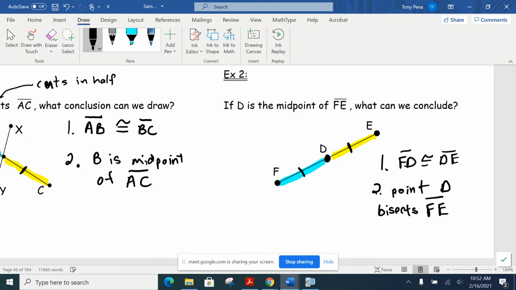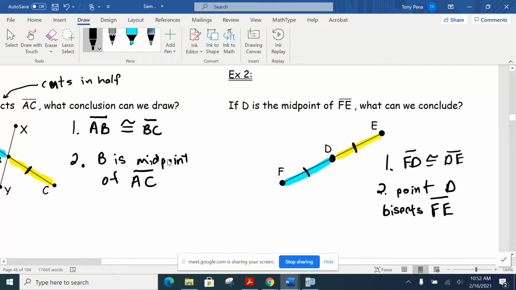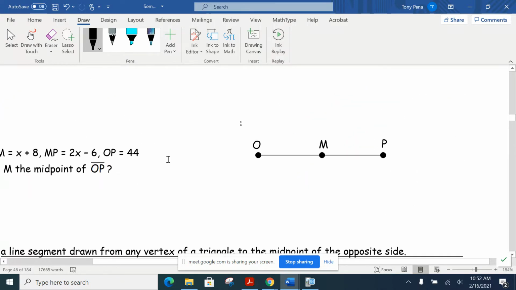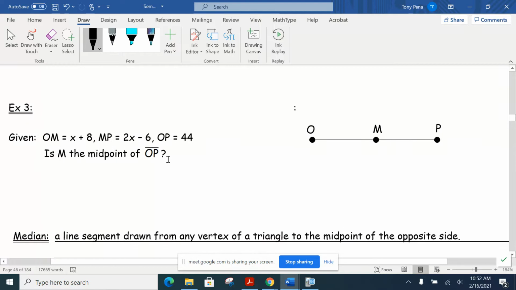All right. So midpoint and bisect go hand in hand. When you have one, you're going to have the other, and then it's just a matter of understanding how we can use those in a little bit to solve some problems, which I think, if I remember correctly, is number 3. So those are our conclusions. Now let's go to number 3. Now we actually have some work to do.